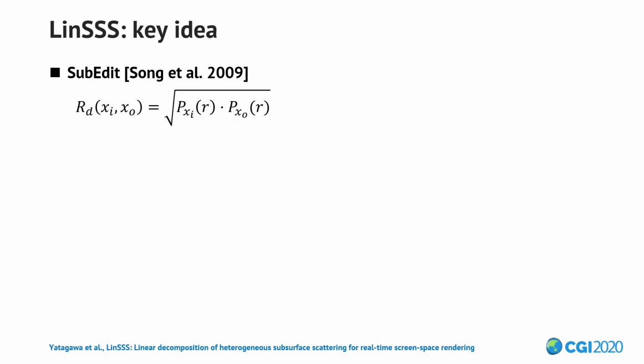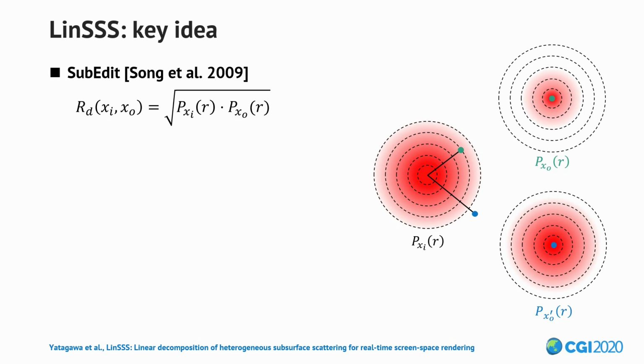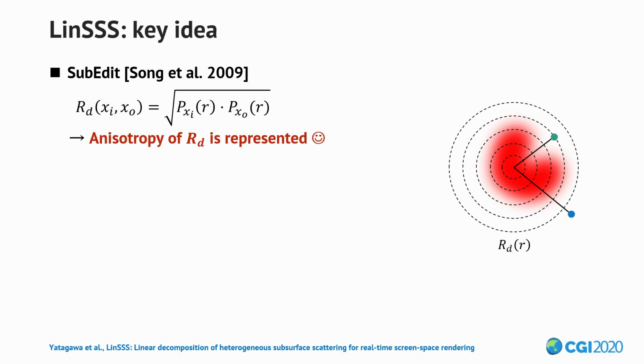Our model named LinSSS is based on the approximation model proposed by Sonneto that I talked about in the previous slide. In the representation, each local scattering profile is an isotropic function. When R sub d is approximated using the local scattering profiles, two profiles are multiplied and the square root of the product is calculated. Because the local scattering profiles are different in different positions, for example for the green point and blue point in the right figure, they are different to each other. Therefore, the diffuse reflectance profile R sub d is still anisotropic even after the approximation by the sub-edit.